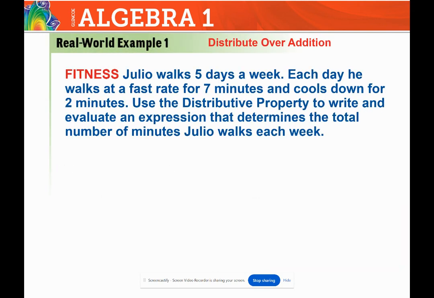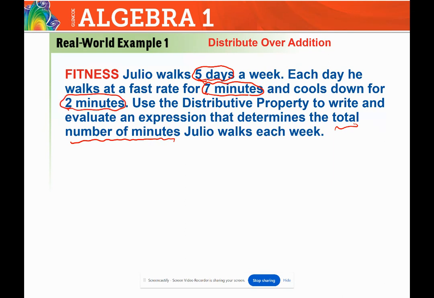Here's an example of a word problem where we could use distribution. Julio walks 5 days a week. Each day he walks at a fast rate for 7 minutes and cools down for 2 minutes. Use the distributive property to write and evaluate an expression that determines the total number of minutes. Remember, total is addition. So we know he walks 5 days, and each day he does 7 minutes at a fast rate, 2 minutes at a slow rate.